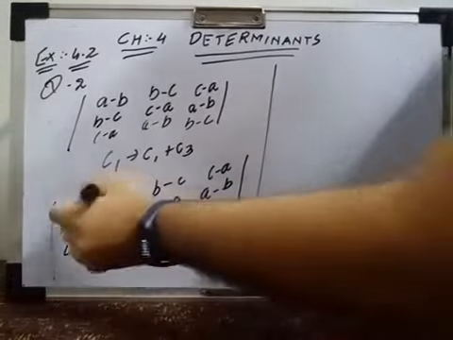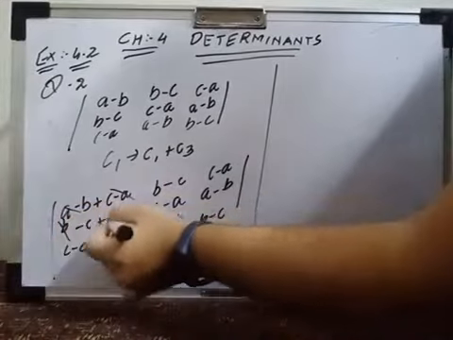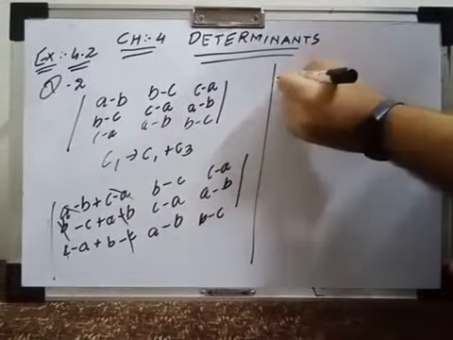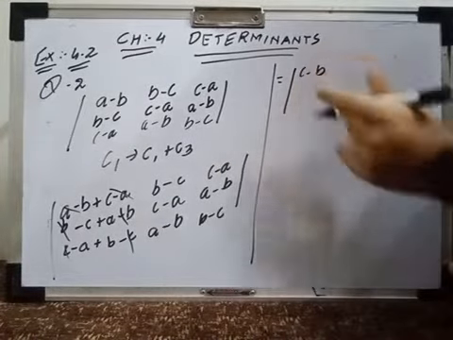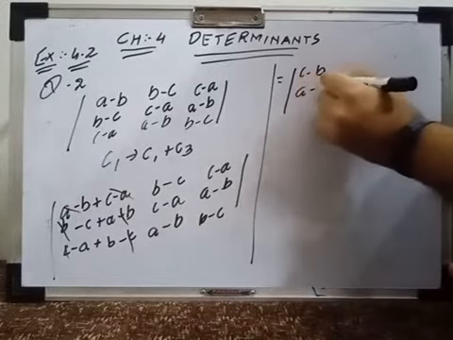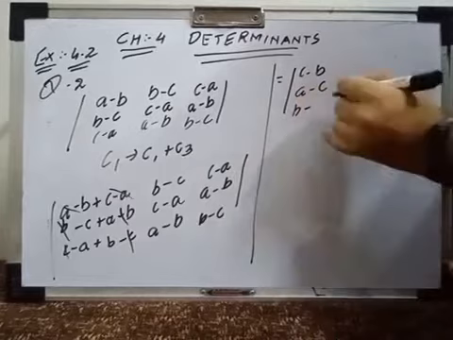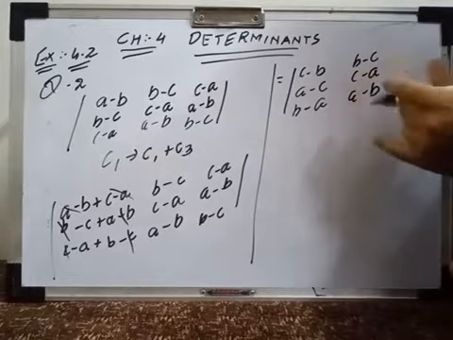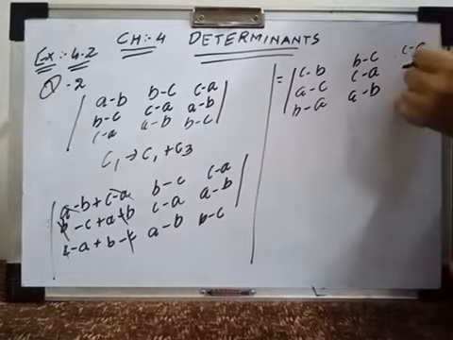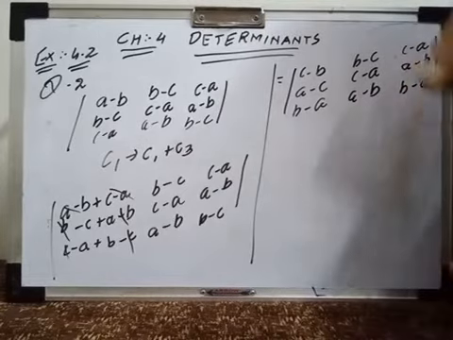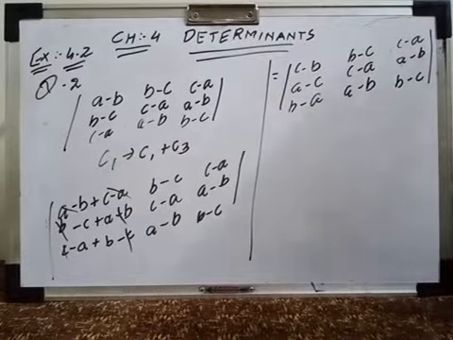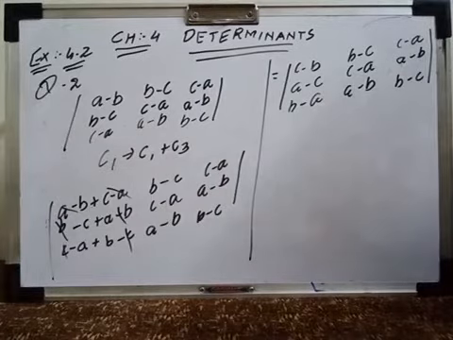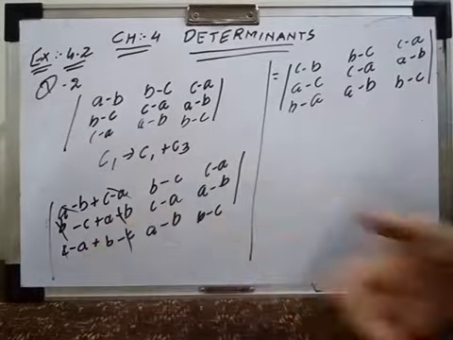Here you can see that A is getting cancelled over B and B is getting cancelled, and here C and C are getting cancelled. So I am left with C minus B, A minus C, B minus A in column 1. I have kept column 2 and column 3 as it is. You can see that, right? I have just noted down the solution of column 1 over here.